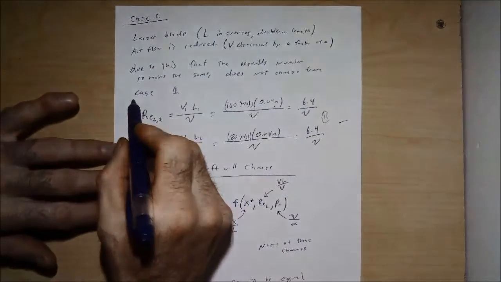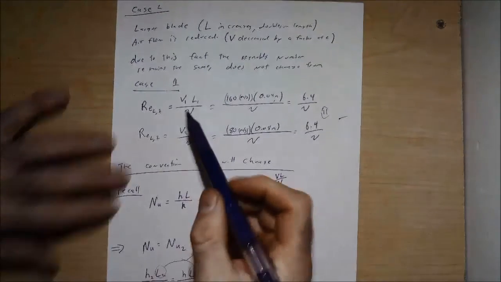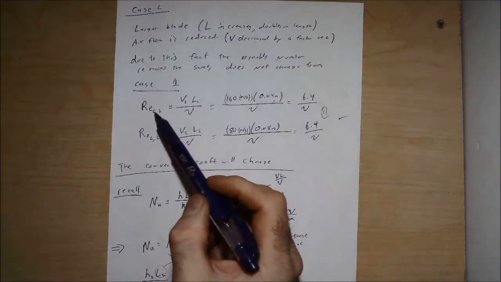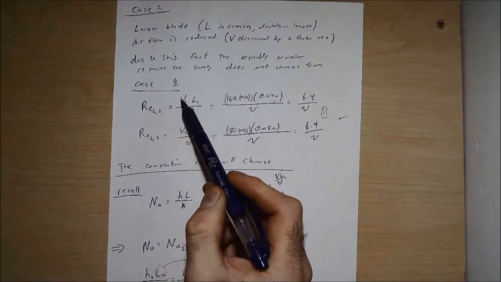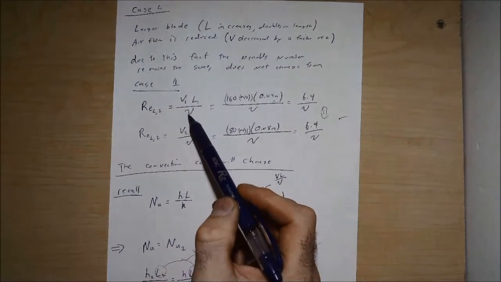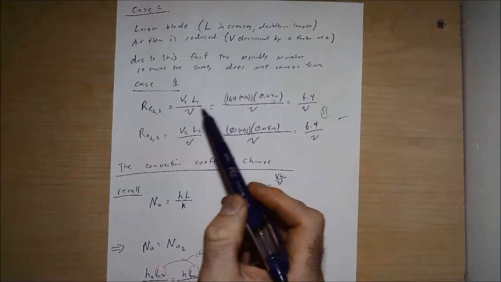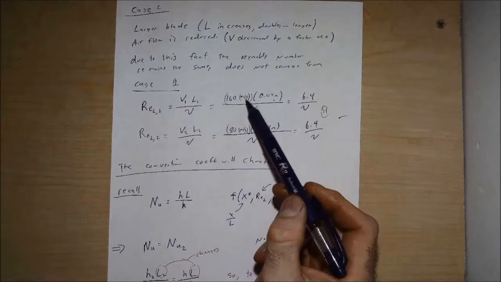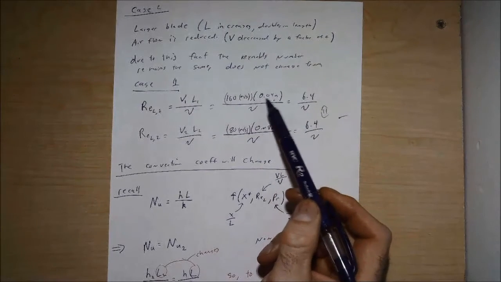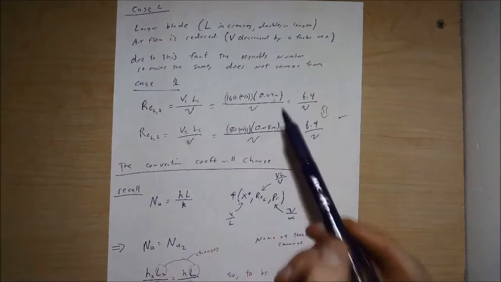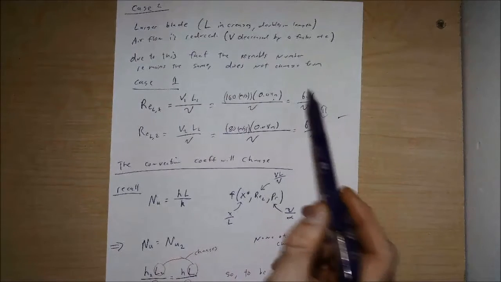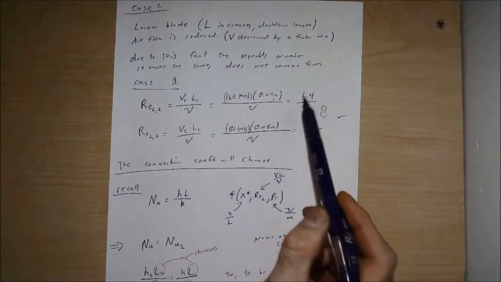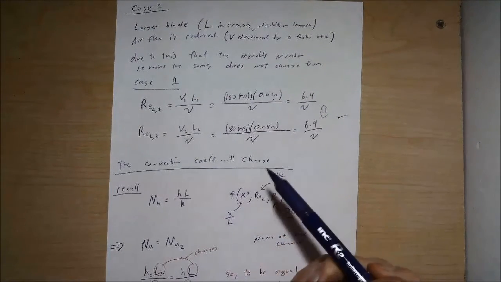And to prove that for ourselves, for case 1, our Reynolds number is equal to velocity 1, length 1, over our viscosity. So we plug in our values. Our velocity for case 1 is 160 meters per second. Our length is 40 millimeters or 0.04 meters, all over our viscosity V, which will remain the same. So this gives us a Reynolds number for this case of 6.4 over viscosity.